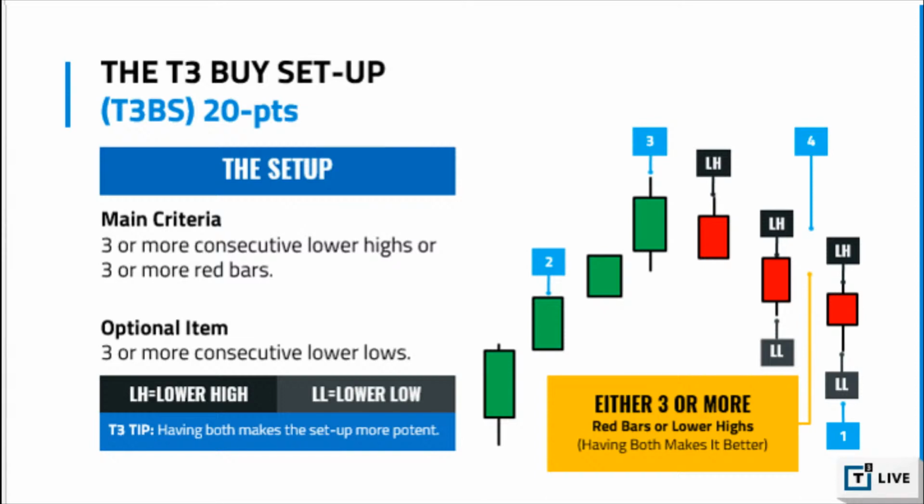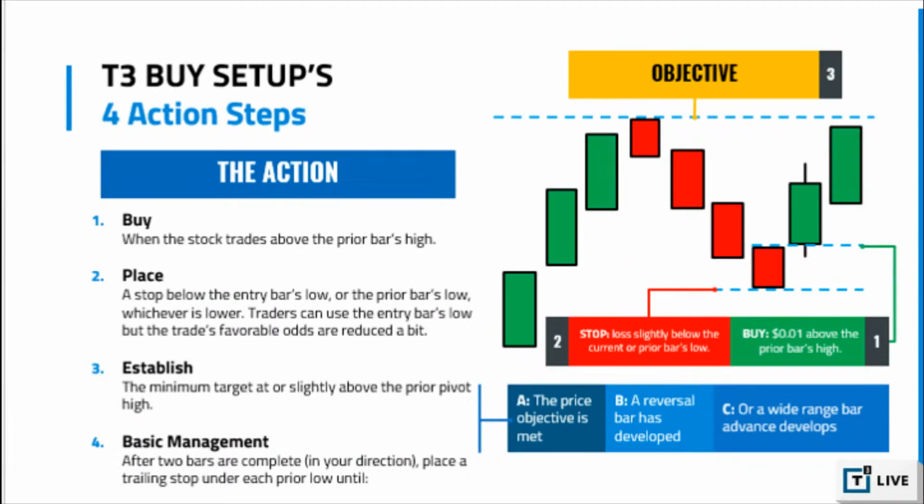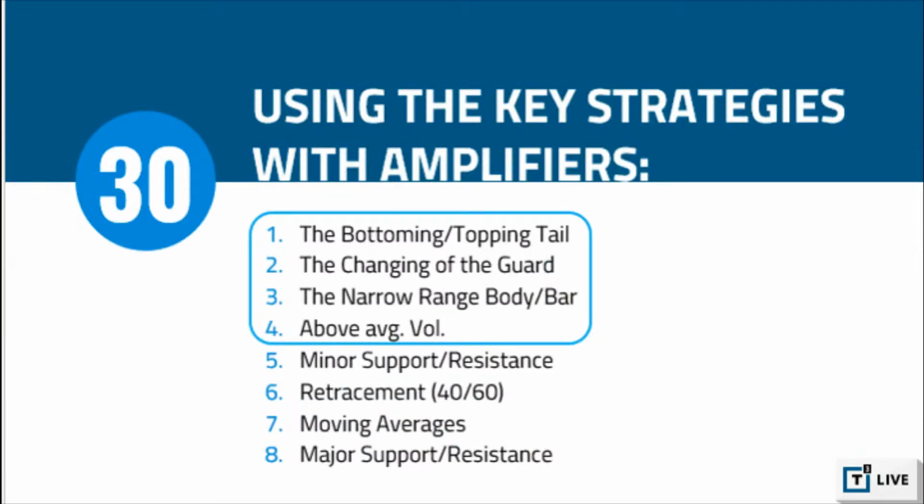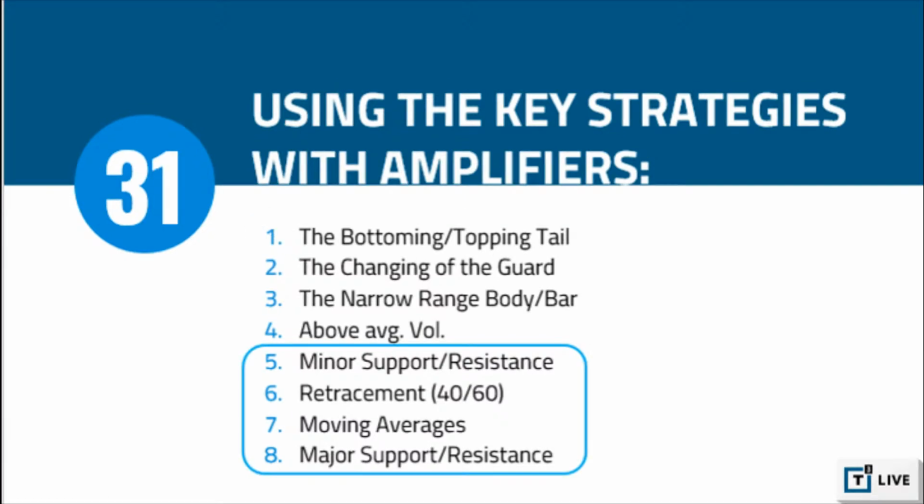What I'm saying is most of the time it's not this simple. Just a rally, 3 or more red bars in a row, and then a trigger. It's not this simple. And we talked about the amplifiers in not the last lesson, but the lesson before that, and the one before it. We talked about the things that make the buy setup better.